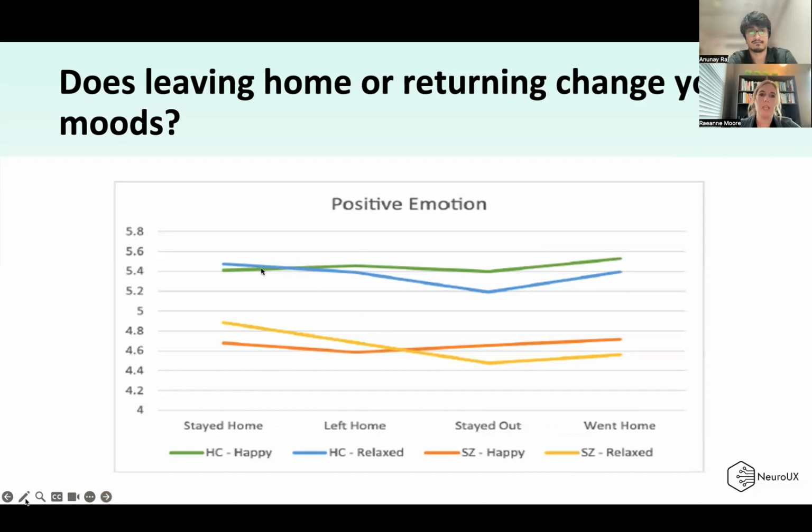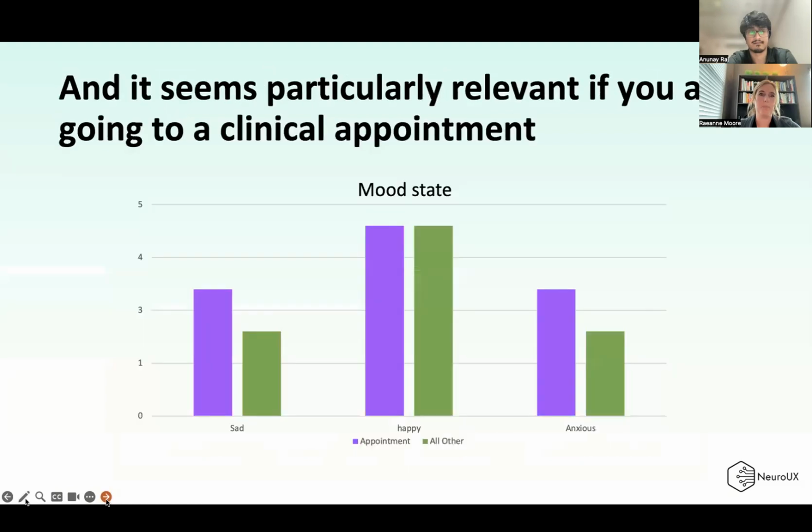So here we see that the people with schizophrenia overall have less positive emotions than the control participants, and that their positive emotions seem to change as a function of if they're home or out of the home, such that their positive emotions are higher when they're at home, and their positive emotions, happiness and relaxation, decrease when they leave the home. Now, this seemed particularly relevant if they're going to a clinical appointment.